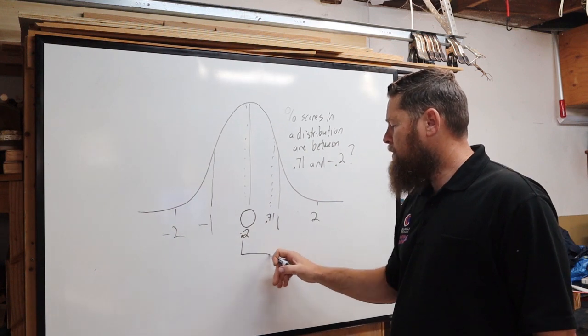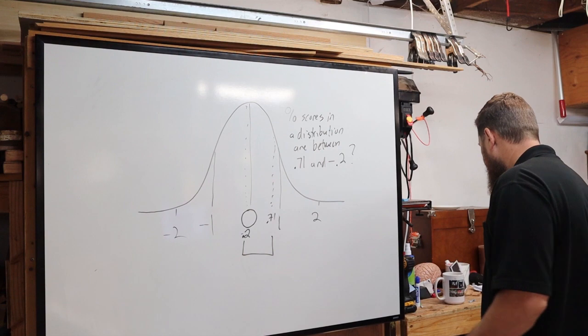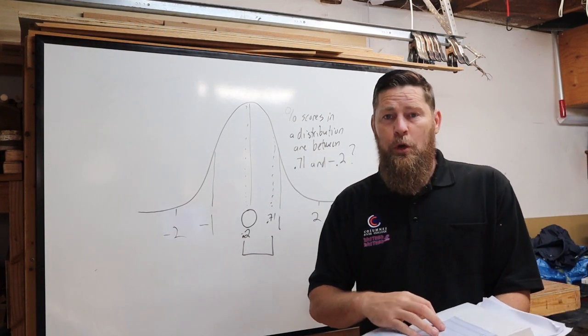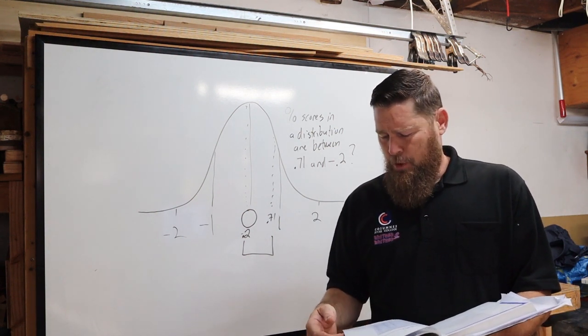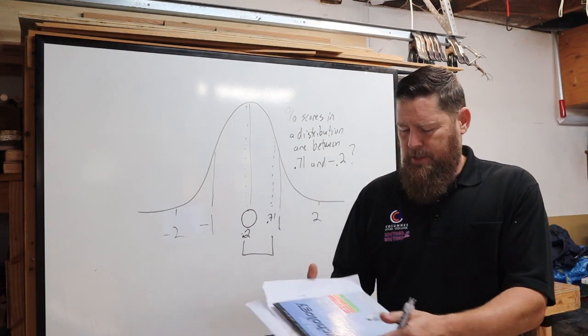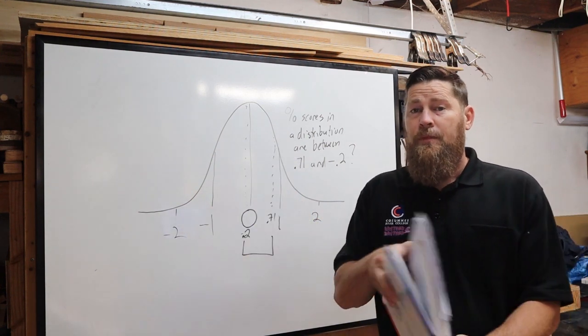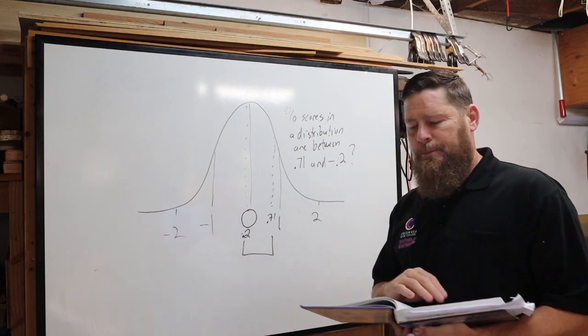We want to find what percentage of scores are in between those two. So how do we do that? Take the book, and we're going to look up table A1. For those of you with this edition, the 6th edition of the book, it's on page 671. Unless you have the international version, then it's a little different.